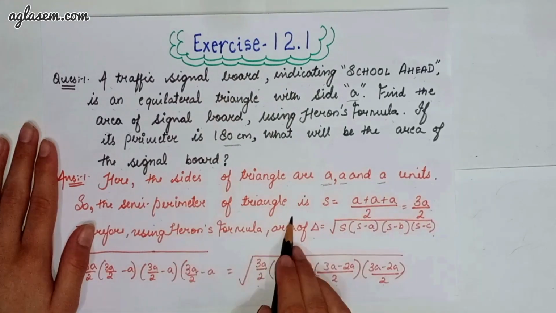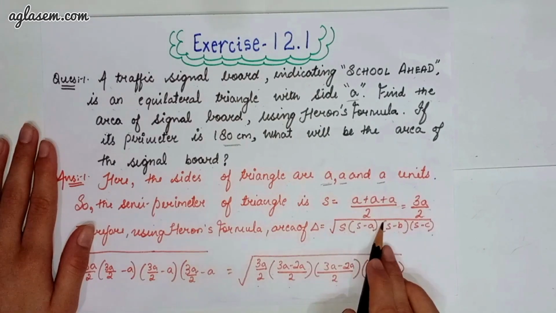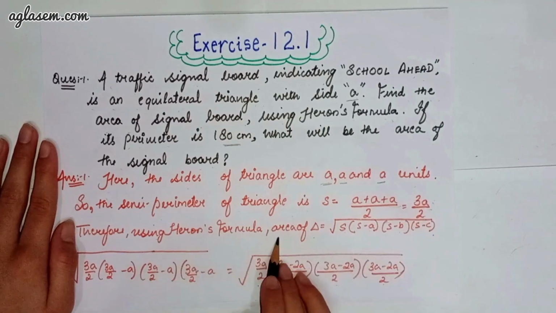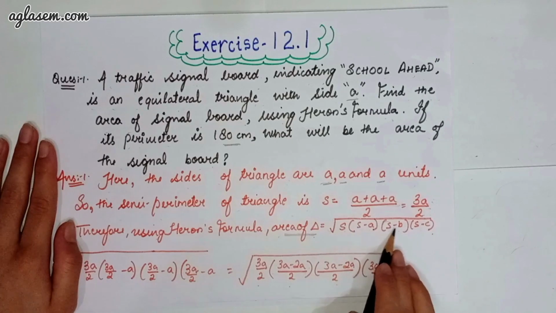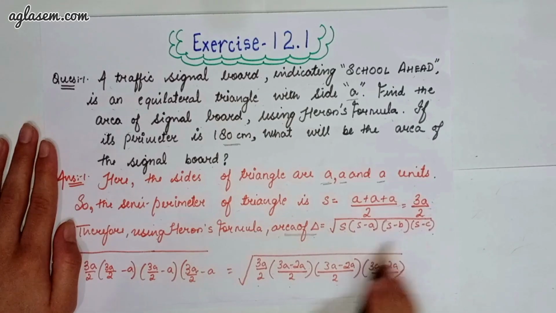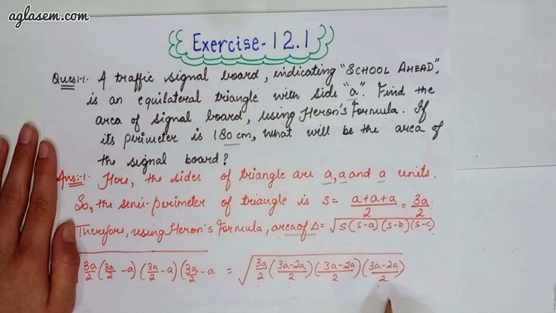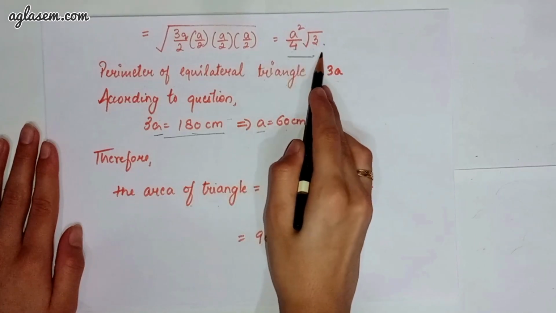The semi-perimeter of the triangle will be 3a by 2, that is a plus a plus a divided by 2, which will give you 3a divided by 2. Similarly, using Heron's formula, the area of the triangle is root of s times (s minus a), (s minus b) and (s minus c), which will give you root of 3a divided by 2 times (3a minus 2a divided by 2) three times. Further solving, we will get a square root 3 divided by 4.